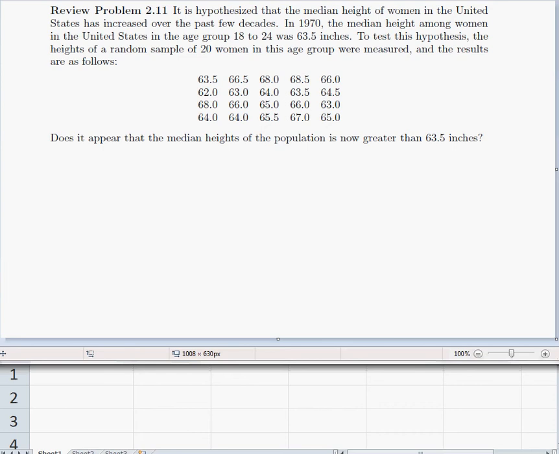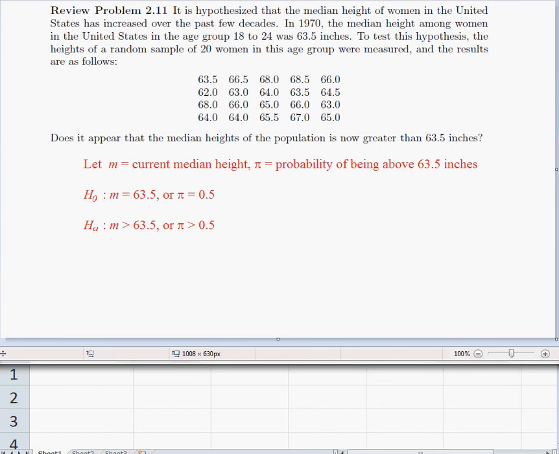So to do this problem, we will let m be the current median and let pi be the probability of having a height above 63.5 inches. The null hypothesis would be that the median is 63.5, or that pi is 0.5.